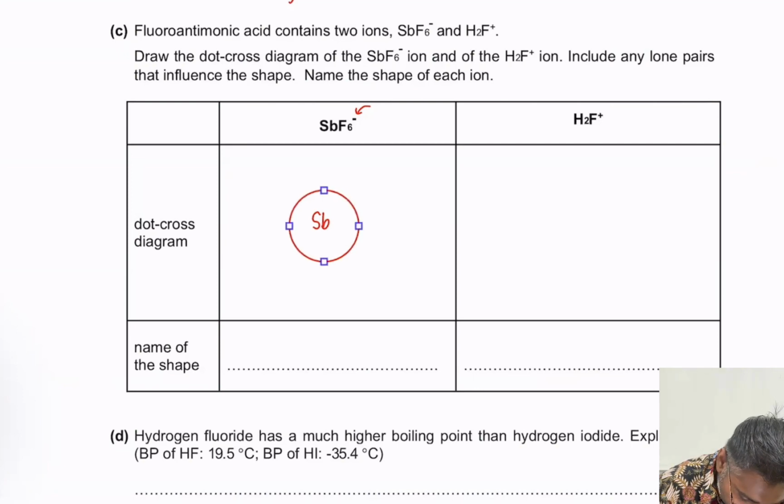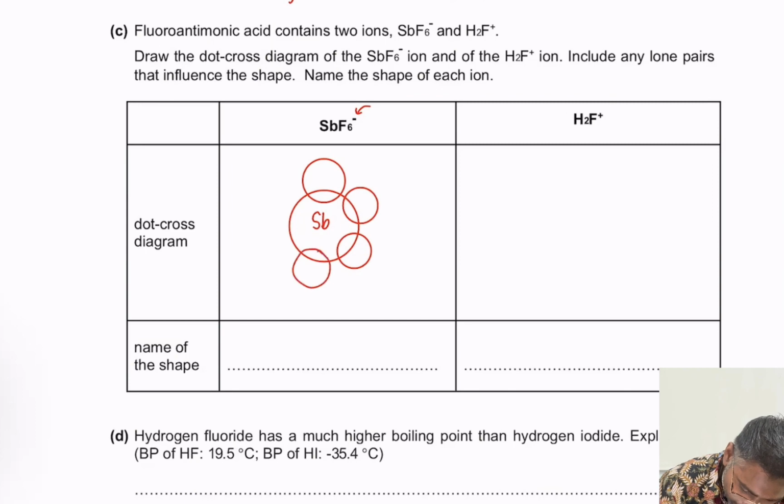They want us to draw a dot and cross diagram, so there is no need to follow the shape. There are 6 F. So 1, 2, 3, 4, 5, 6.